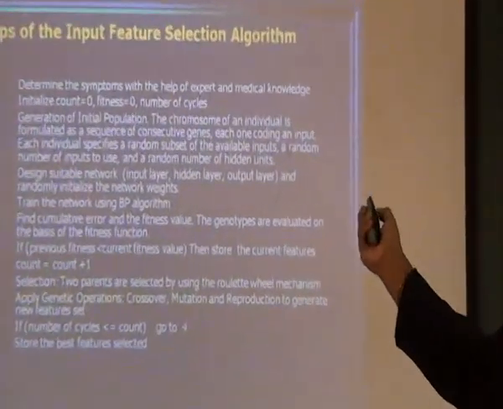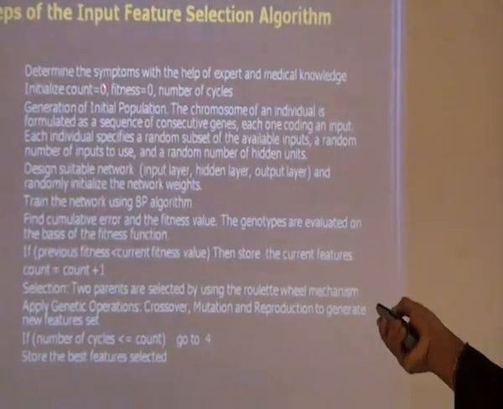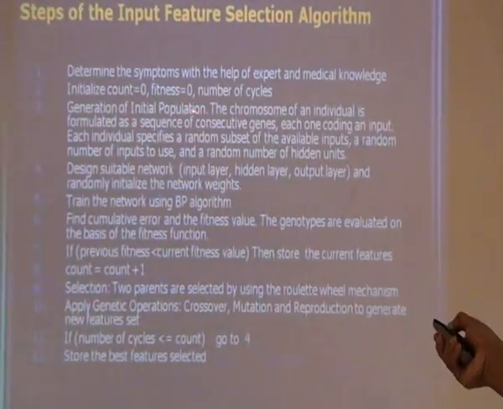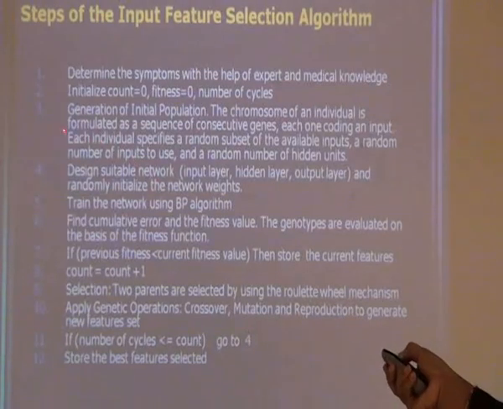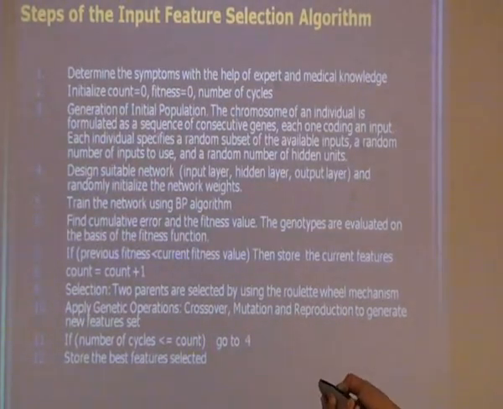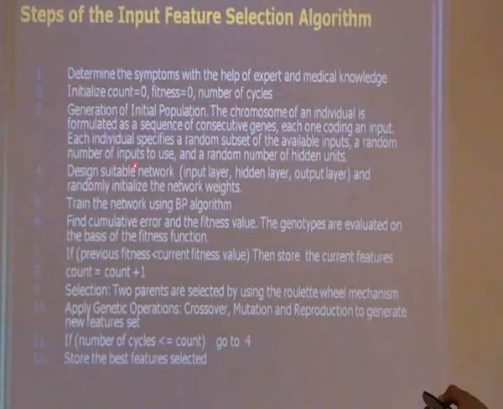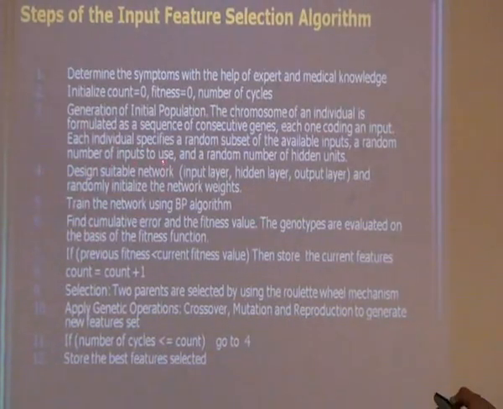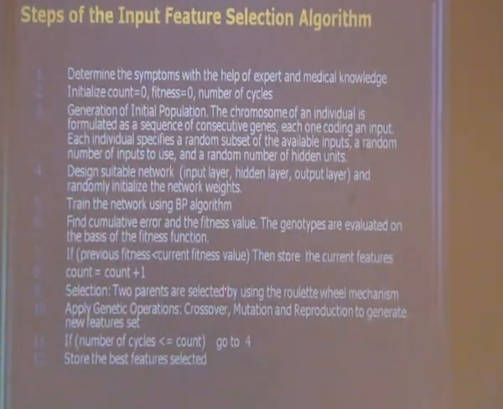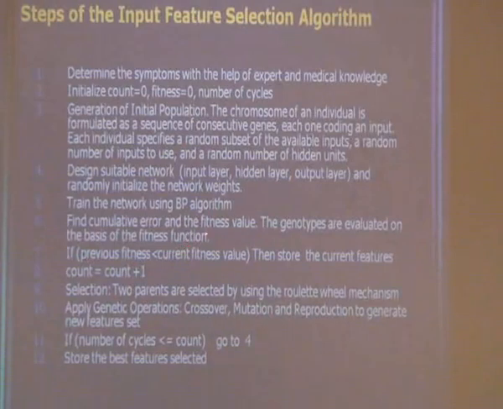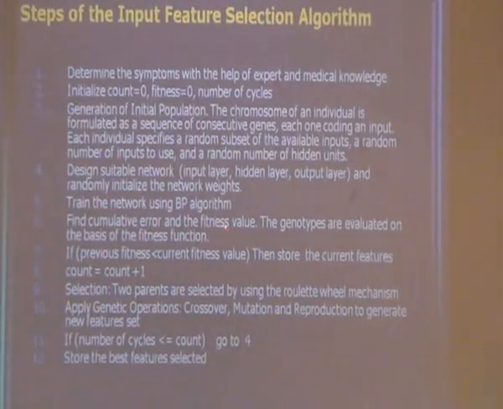First, initialize the count and fitness: the number of cycles is 0, count is 0. Initial population: you need to create solutions with all the features. Then, with those features, you have to design a suitable network and train it with the backpropagation algorithm. Then find the error.